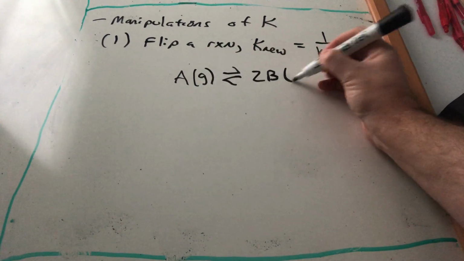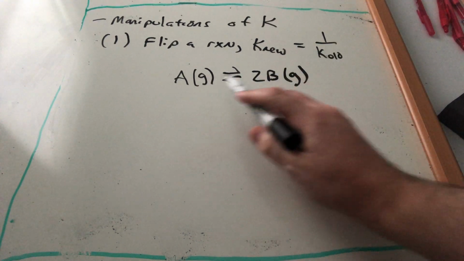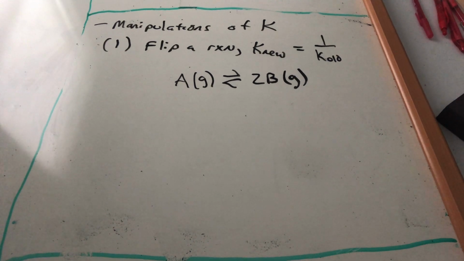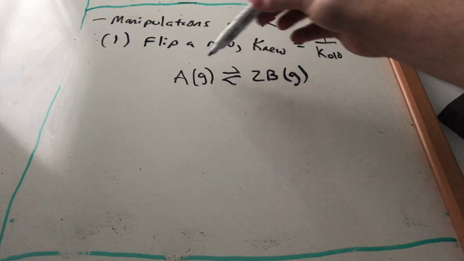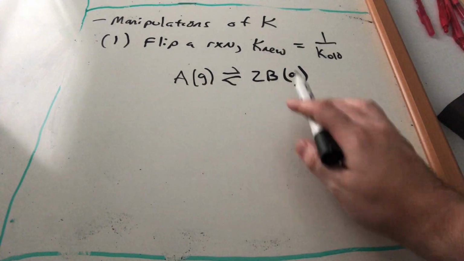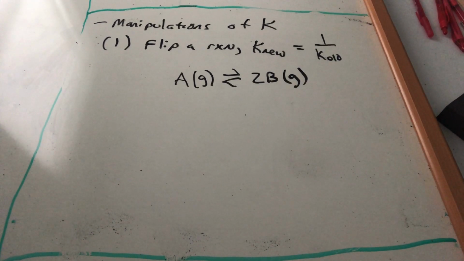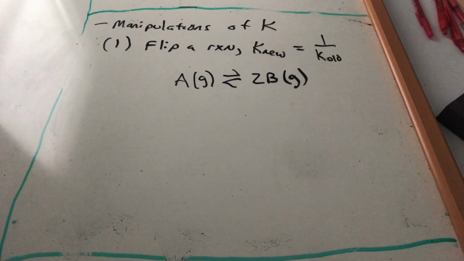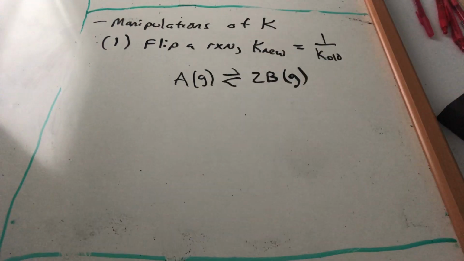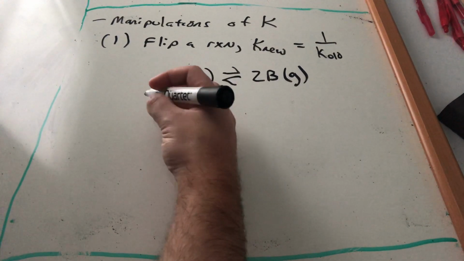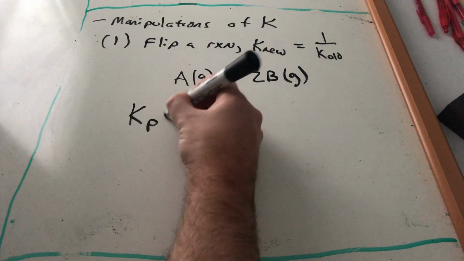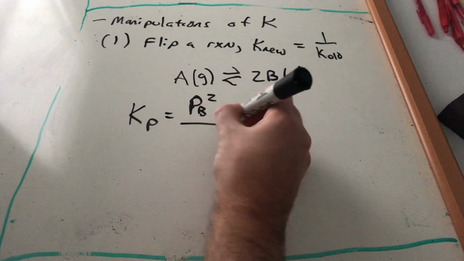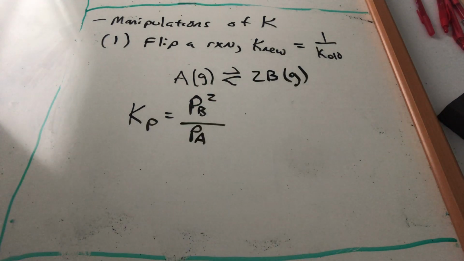Let's write a simple equilibrium where A gas goes to 2B gas, right? And A and B are just stand-ins for any sort of molecule we might have. When you write an equilibrium and you're giving it the opportunity to go forward and reverse, what you define as reactants and products is kind of arbitrary, all right? So sometimes it might be useful or helpful or make more sense to flip a reaction. If I look at this reaction right here and I write its Kp, for instance, Kp here is going to be pressure of B squared over the pressure of A.